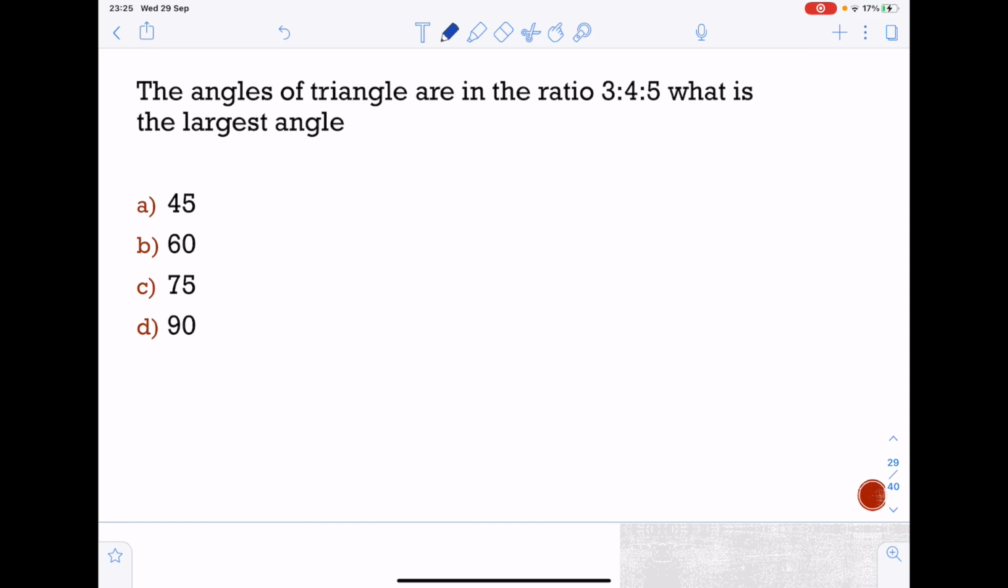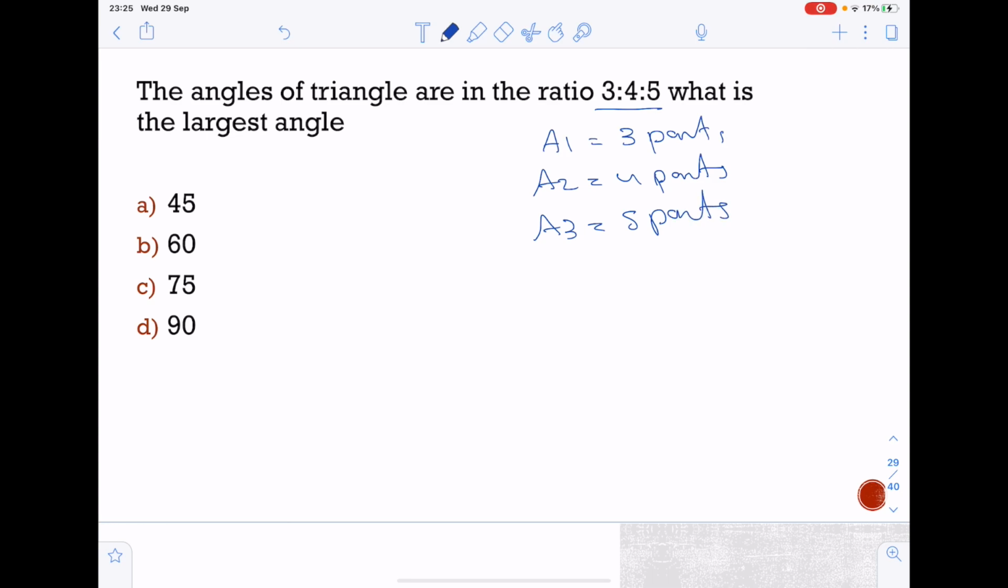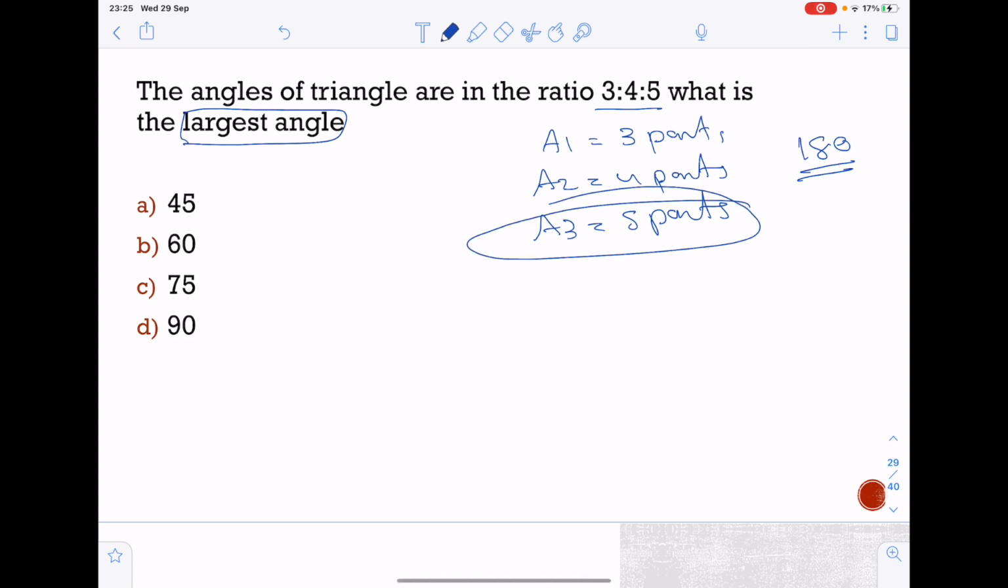The angles of a triangle are in the ratio 3 to 4 to 5. What is the largest angle? So in the question is given the ratio of the angles, and we can think of that as parts. So the first angle, which is, for example, angle number 1, has 3 parts. The second angle has 4 parts, while the third angle has 5 parts. And you know, in any triangle, the sum of the angles is 180. Okay, so the largest angle would be, of course, the angle with 5 parts.